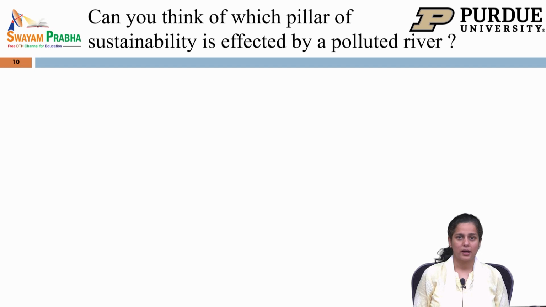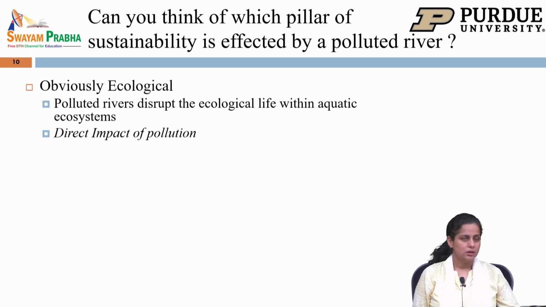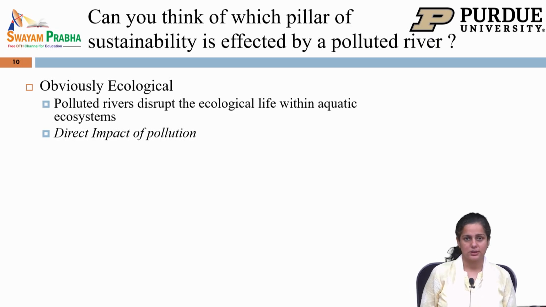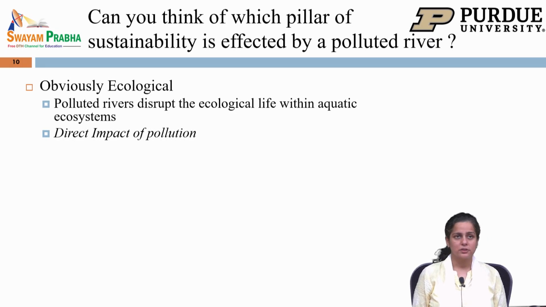Solution. Hope you all have some points to match what I have on the screen. So obviously, when you think about river, you think about ecological system. So when we are thinking about how a polluted river affects the ecological sustainability, a polluted river disrupts the ecological life within aquatic systems. So that is where it affects the ecological sustainability of that whole region. That is called a direct impact of the pollution or the polluted river.